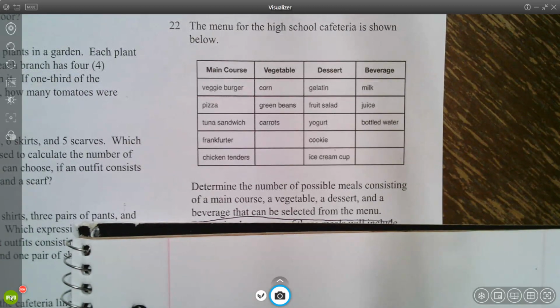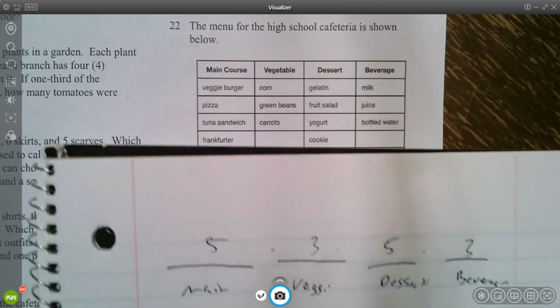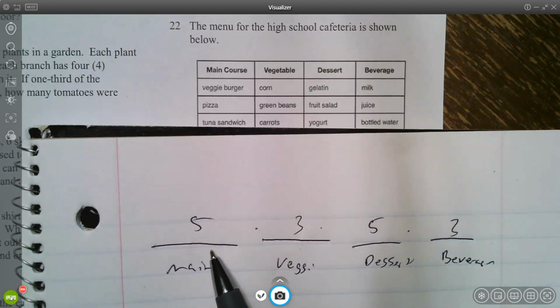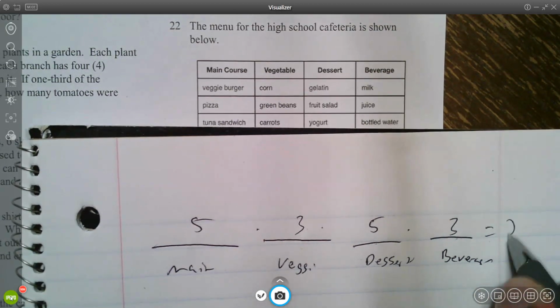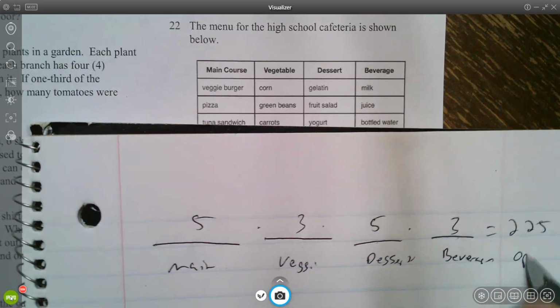So the answer to the first question would basically be 5 times 3 times 5 times 3. So 5 for the main, 3 for the veggies, 5 for dessert, and 3 for the beverage. So that's 15 times 15, so that's 225 options.